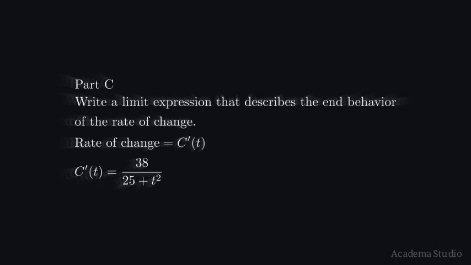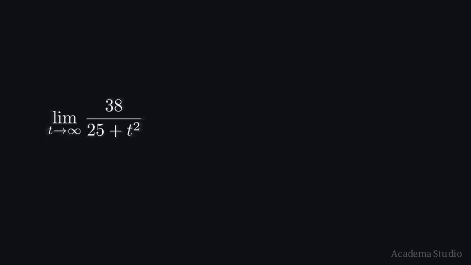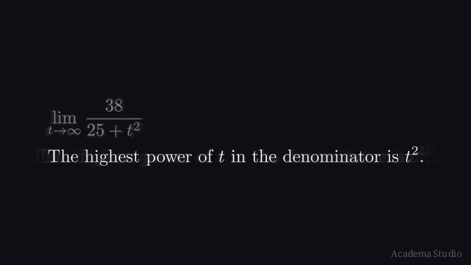Part C asks about the end behavior of the rate of change in the number of acres affected. Since the rate of change is C prime of t, the limit must involve C prime of t. We are given C prime of t equals 38 over 25 plus t squared. This is the correct limit expression for the end behavior of the rate of change. The limit as t approaches infinity of 38 over 25 plus t squared. The highest power of t in the denominator is t squared.